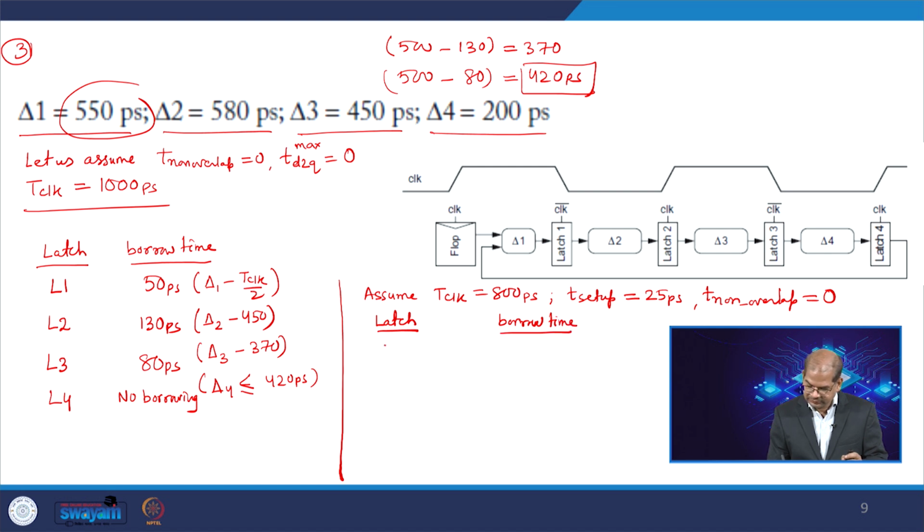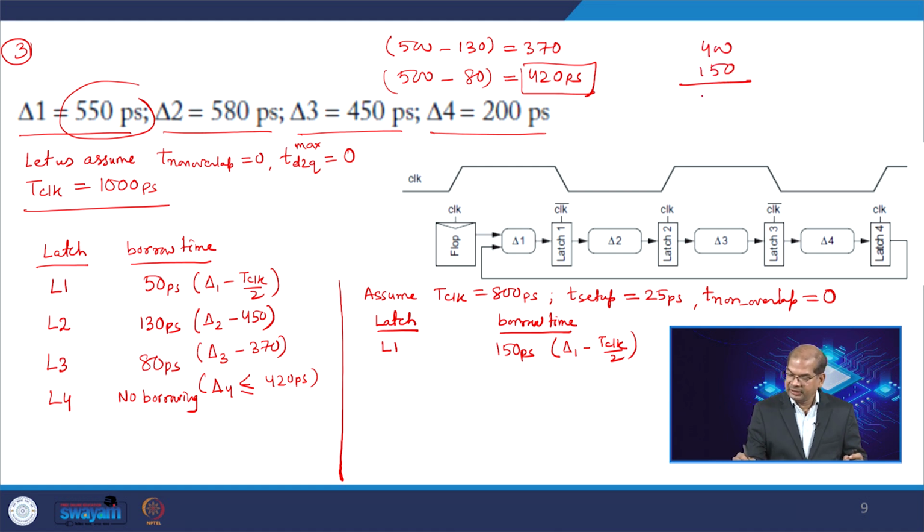For latch 1 we have delta 1 minus T clock by 2. T clock by 2 is 400 and this is 550, so it is borrowing 150 picosecond. Now, after it is borrowing 150, how much time is left? It is 400 minus 150, which is 250 picosecond. So, this much time is left for me.